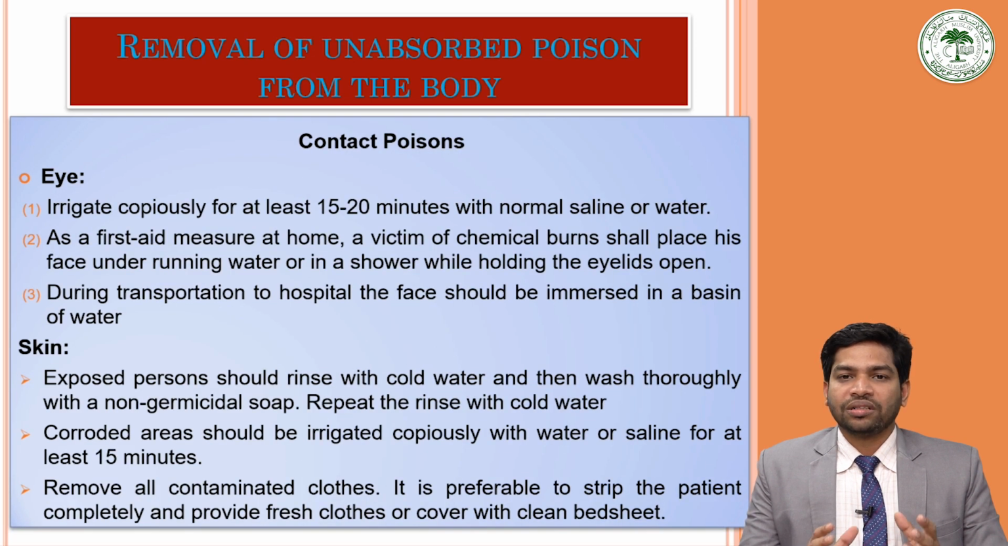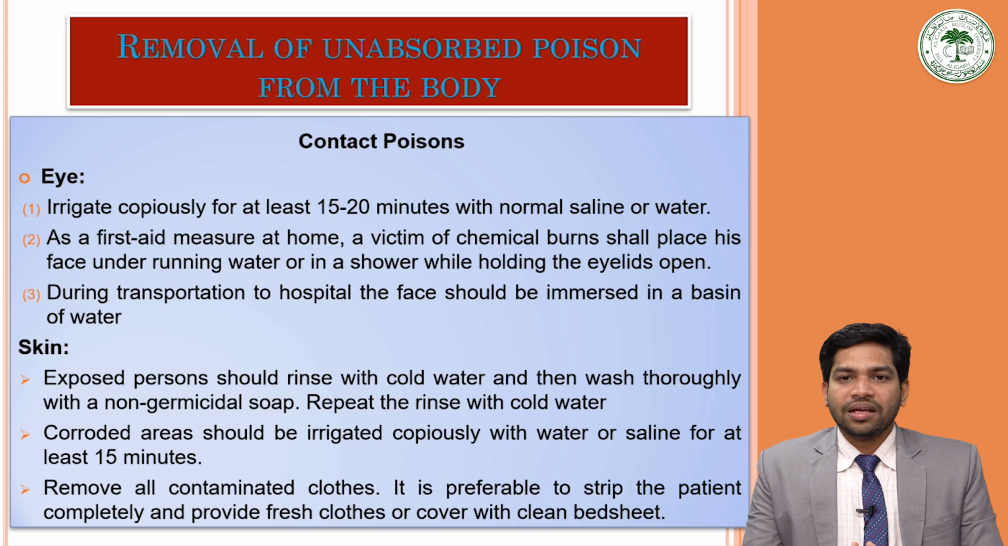Then we learned for contact poison, if poison comes in contact with the eyes or the skin, how to remove the unabsorbed poisons. Here the role of water or saline is very important. For the eye, irrigate copiously with saline or water for at least 15 to 20 minutes. In case of chemical burns to the eye, place the face under running water or in a shower while holding the eyelids open.